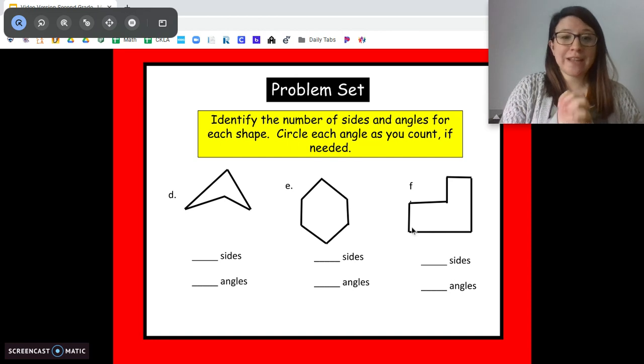So that's your lesson for today. You're going to go practice identifying the attributes of different shapes. Have fun.